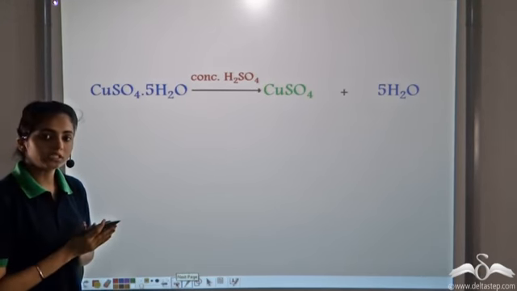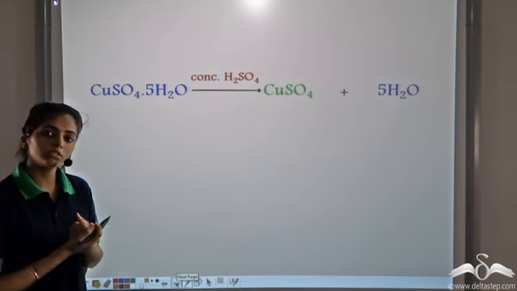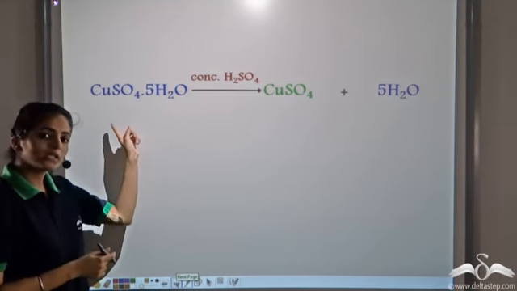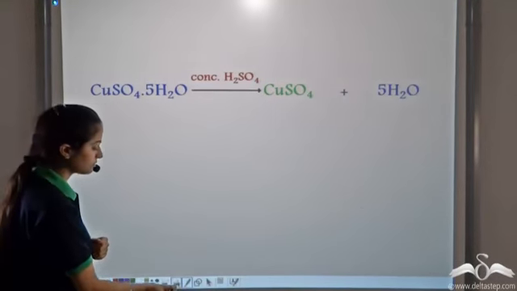Similarly, if we have a hydrated crystal, for example, copper sulfate crystal, again it removes the water molecules. So it results in the formation of anhydrous copper sulfate and forms water.